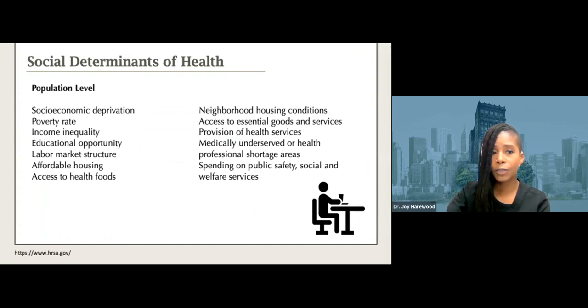The next section that we speak about are social determinants of health on a population level. And these are more societal determinants. These are macro factors. And in order to affect change in these different determinants, you would have to make policy and structural changes. This includes poverty rate, educational opportunity, affordable housing, access to healthy foods. For a long time, we were discussing food insecurity. People are now talking about nutrition insecurity because sometimes you have access to food, but it's not good food. You're also talking about neighborhood housing conditions, healthcare services, and these many other factors that we're talking about here.